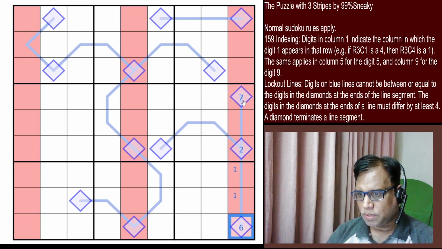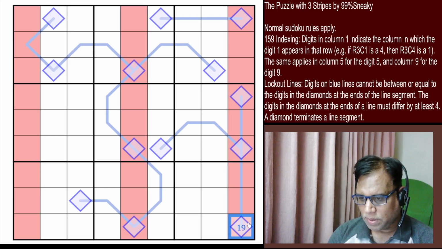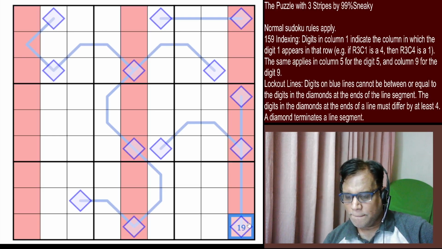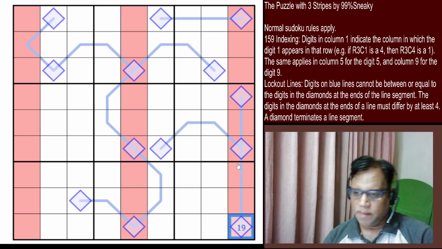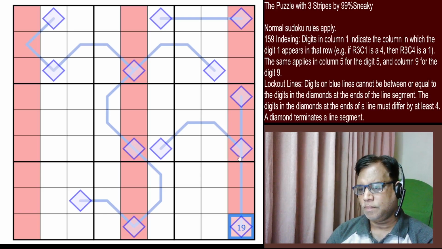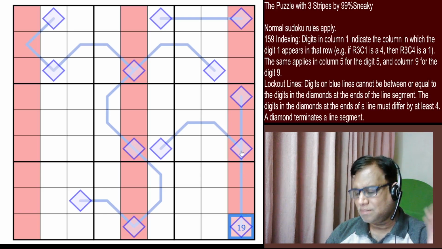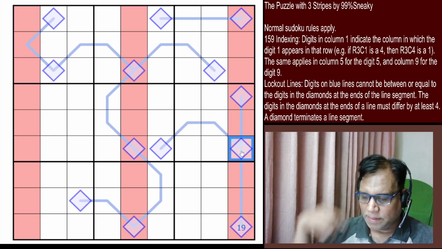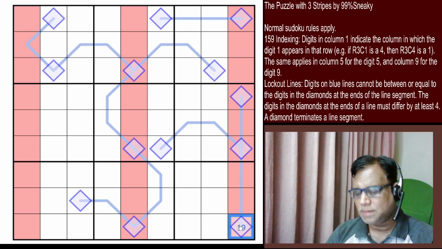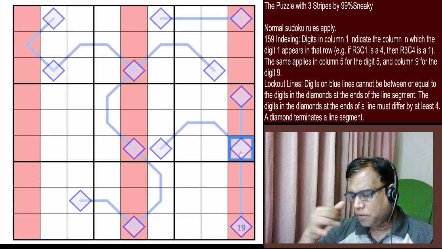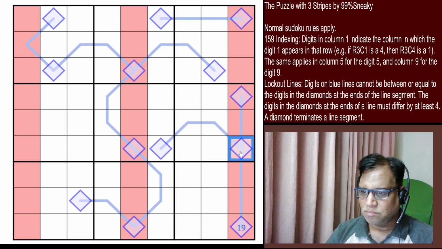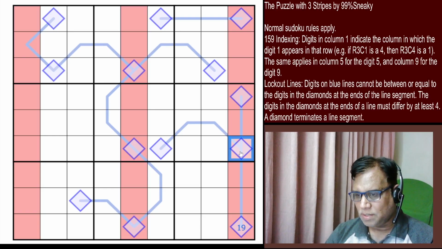So this cannot be 4 or 6, and this means the only remaining are 1 and 9, right? This has to be 1 or 9. Now 1 and 9 actually opens a lot of things, right? I mean anything beyond 5. So let's say this is 1, right? Then anything beyond 5, 5, 6, 7, 8, 9, all these are possible here.